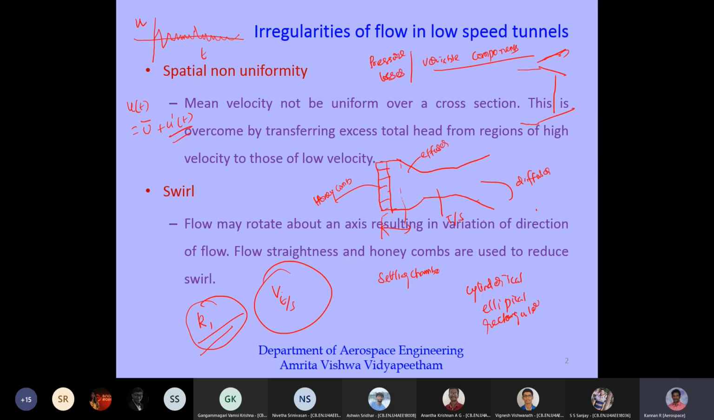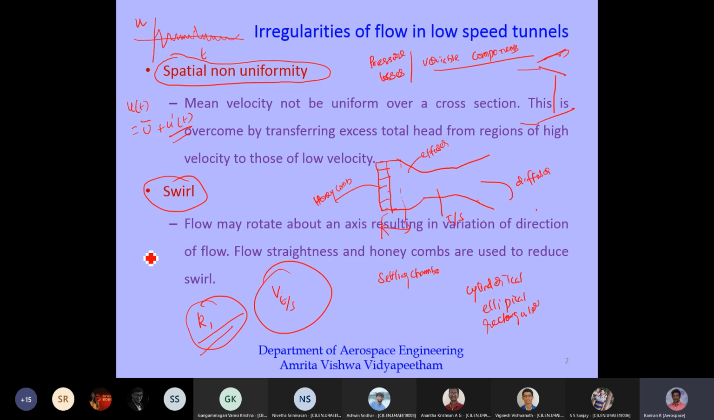Other than that, whatever the possible irregularity, that is the spatial non-uniformity. Second thing is swirl. In swirl, about an axis, there is going to be a rotation.